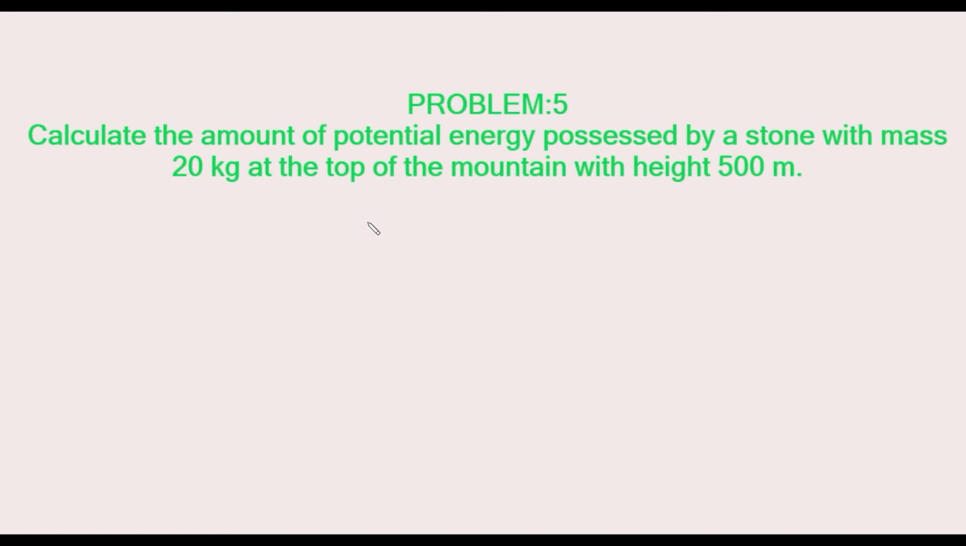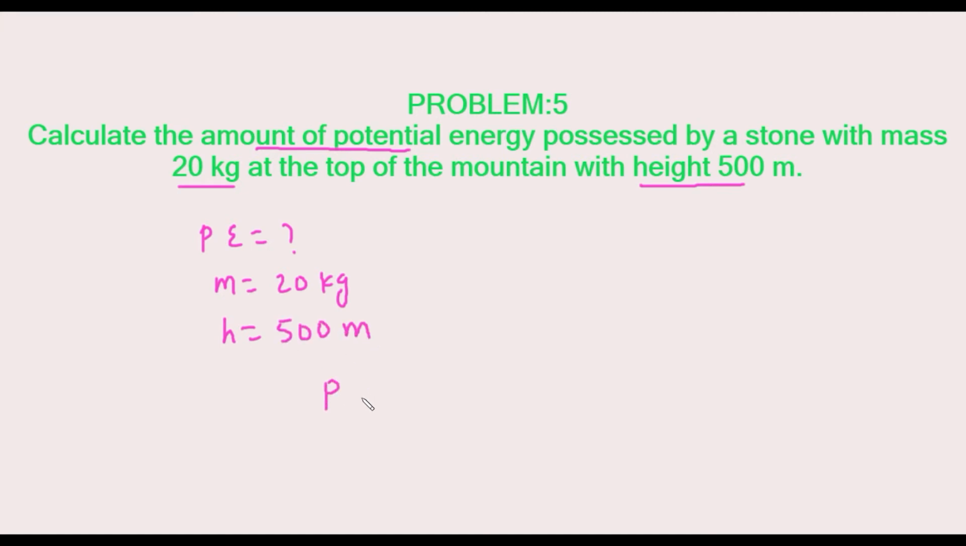Let us look at problem 5. In problem 5, calculate the amount of potential energy possessed by a stone with mass 20 kg at the top of a mountain with height 500 meters. So in this problem we have the height and mass, and we have to find the potential energy. The mass of the stone is 20 kg, at the top of the mountain with height 500 meter.